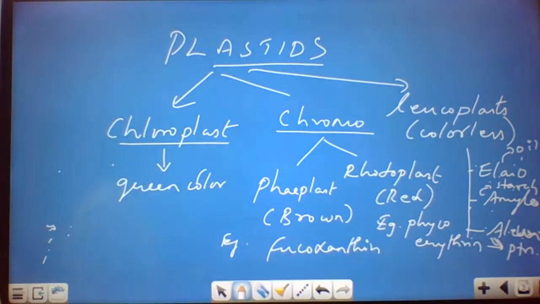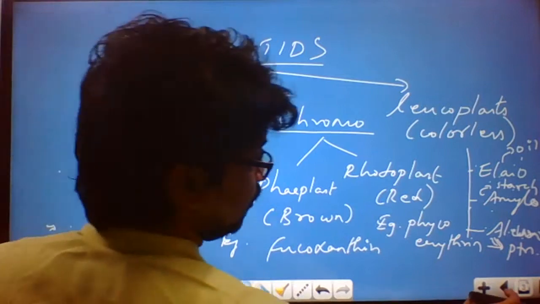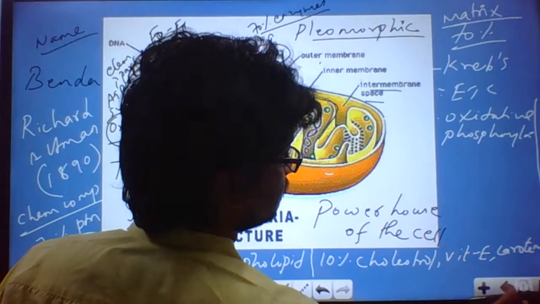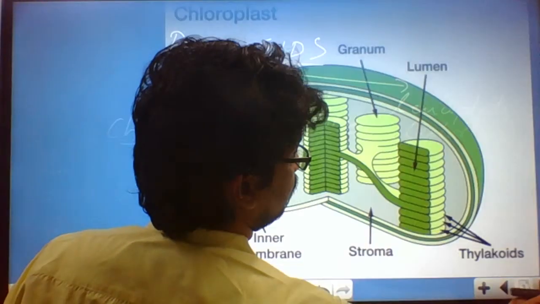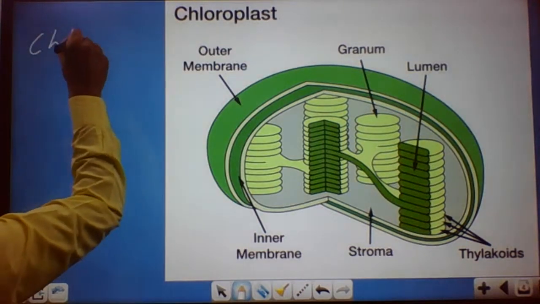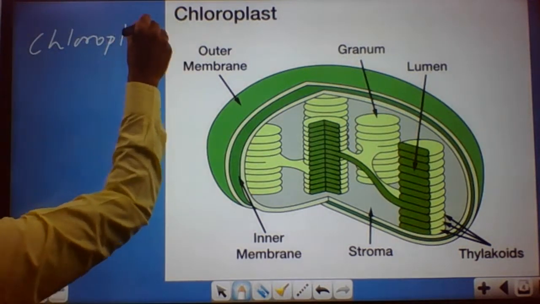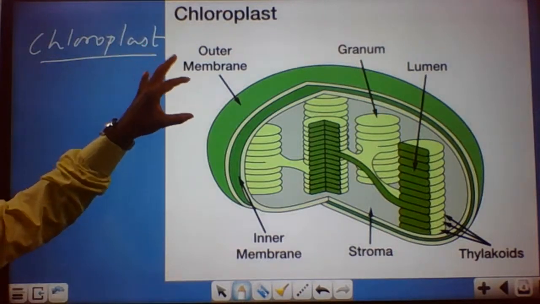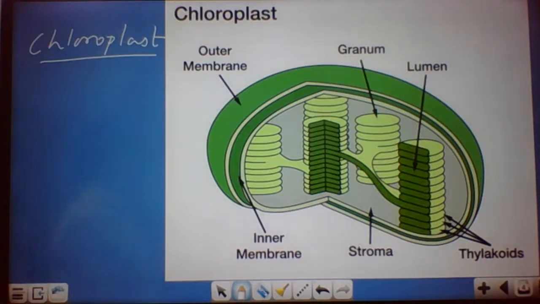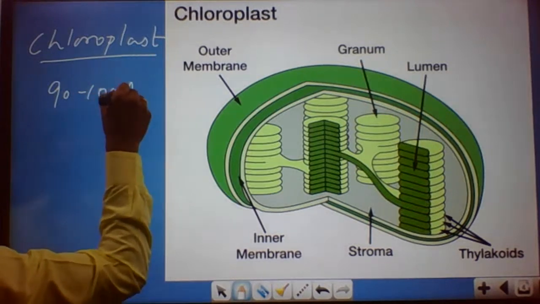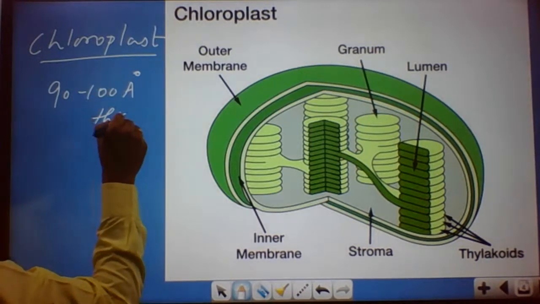Next we move on to the chloroplast. As far as the chloroplast is concerned, we start with the chloroplast. So we saw the mitochondria, then we discussed plastids, and then comes your chloroplast. The thickness of the chloroplast is 90 to 100 angstrom.